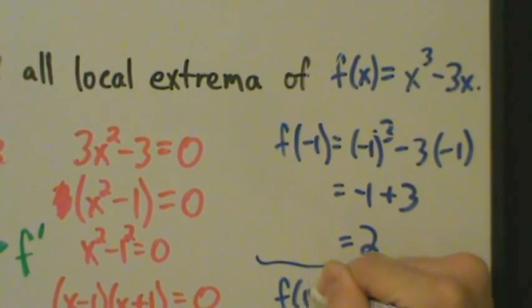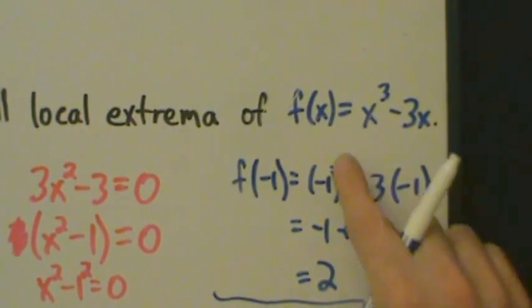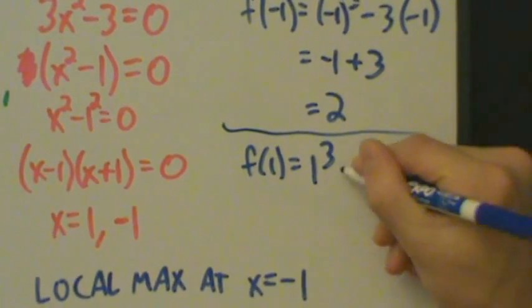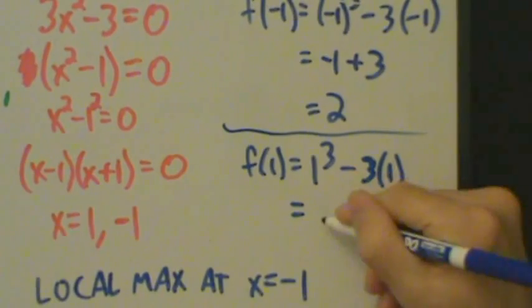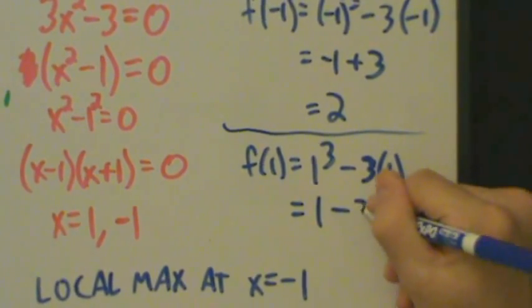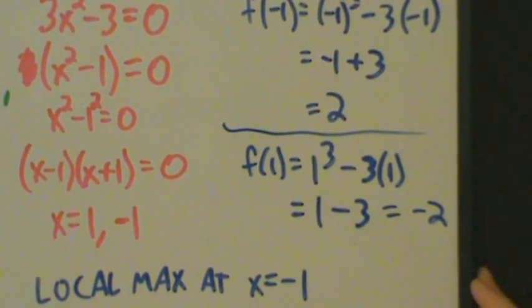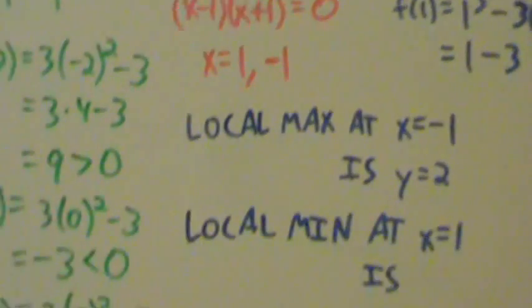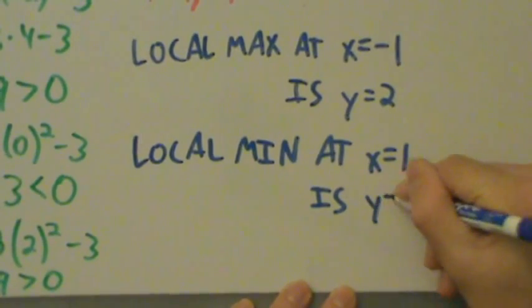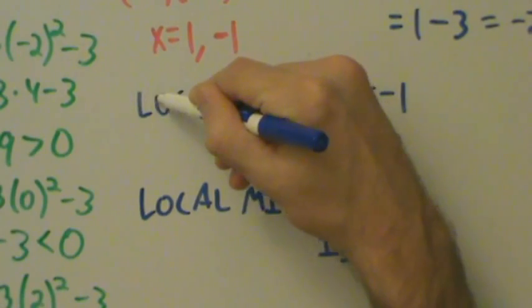So f of 1 is 1 cubed minus 3 times 1. 1 cubed is 1, 3 times 1 is 3, and 1 minus 3 is negative 2. So the local min is negative 2. Okay, we just found that out. So it happens at x equals 1, and it is negative 2. So the local min at x equals 1 is y equals negative 2. All right, and that's our answer for this problem here.